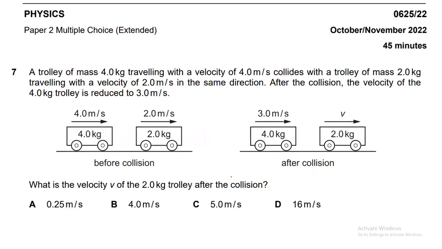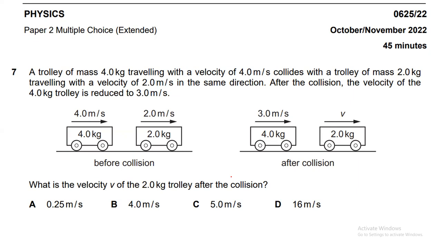October, November 2022 2-2 paper. Question number 7. He says, a trolley of mass 4 kg traveling with a velocity of 4 meter per second collides with the trolley of mass 2 kg traveling with a velocity of 2 meter per second in the same direction. Okay. After the collision, the velocity of the 4 kg trolley is reduced to 3 meter per second. What is the velocity v of the 2 kg trolley after the collision?